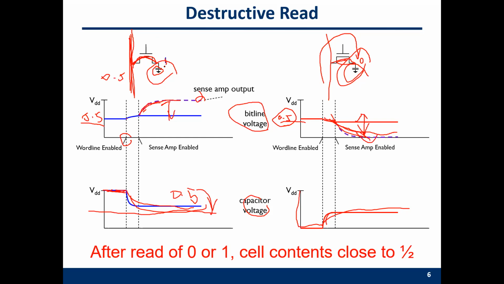So based on the content of the capacitor, we have different results on the bit line. If it's a 1, then the bit line voltage will be larger than 0.5. If it's a 0, then the bit line voltage will be smaller than 0.5. But we will always charge the bit line voltage to 0.5 at the beginning of the read operation. The only difference appears at the end of the read operation. By the difference, we can know, okay, this is 1 or 0.